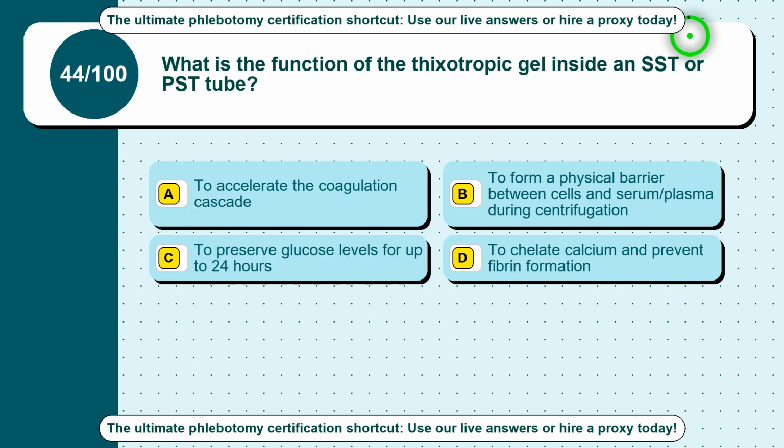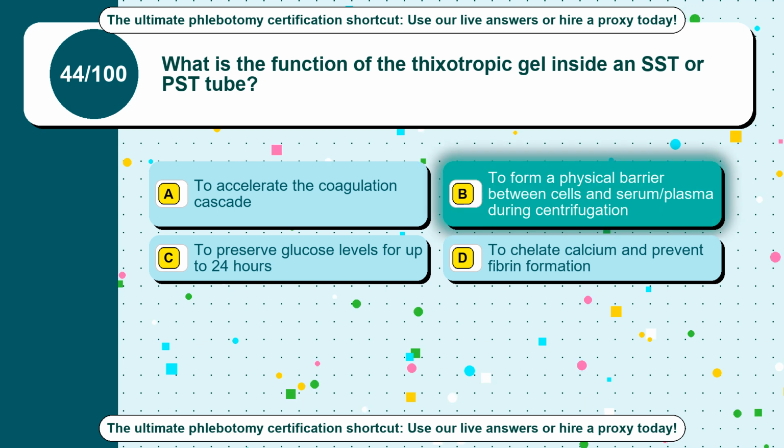Question 44. What is the function of the thixotropic gel inside an SST or PSD tube? Option A, to accelerate the coagulation cascade. Option B, to form a physical barrier between cells and serum/plasma during centrifugation. Option C, to preserve glucose levels for up to 24 hours. Option D, to chelate calcium and prevent fibrin formation. The correct answer is option B, to form a physical barrier between cells and serum/plasma during centrifugation.